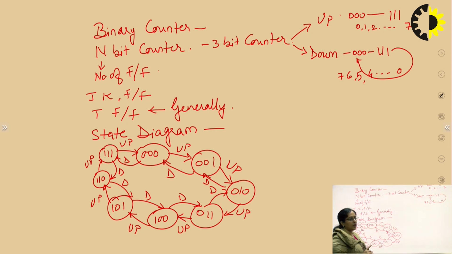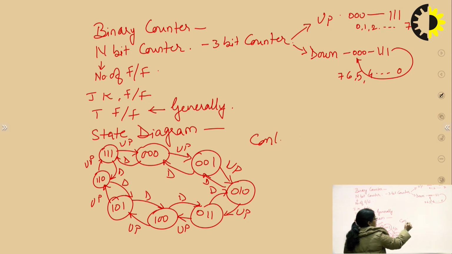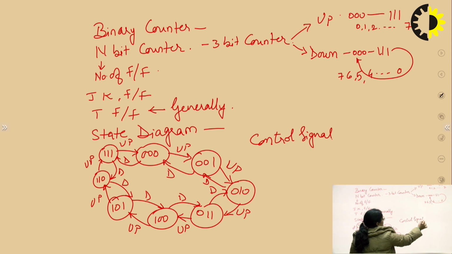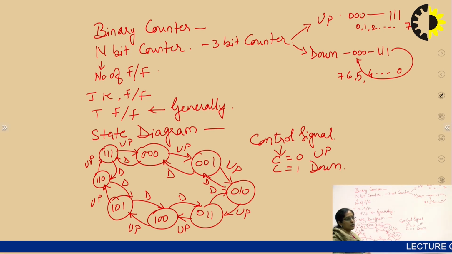If we have to use the same 3-bit counter for both up and down counting, we need a control signal. Suppose the value of this control signal C is 0, then it is up counting, and C equal to 1, it will behave as a down counter. So we need a control signal, or an enable signal, which can enable the functionality of our 3-bit counter.